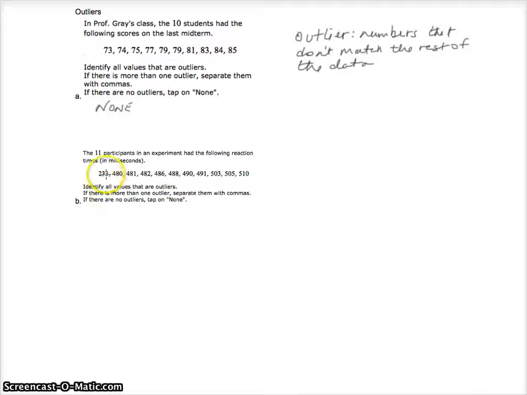So if we look, the first number is 233, but up to the next one, we don't go till 480. So there's a big gap here. And if we go to the end, it goes 505 to 510. So that's not even really a big gap at all. So my outlier would be 233 because it's a big gap.